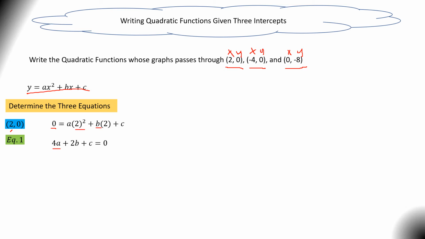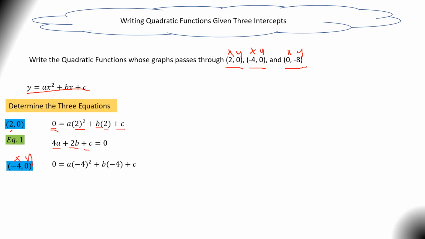b times 2, 2b, then plus c. Equal siya sa 0. The next, negative 4, 0. Ayan po, pinalit lang natin si value ng x and y.